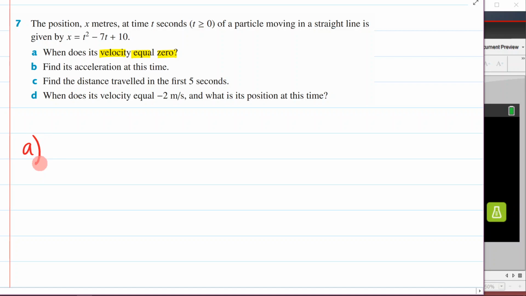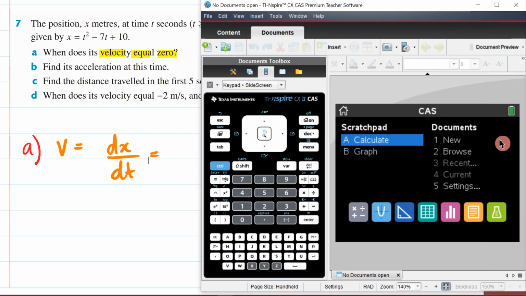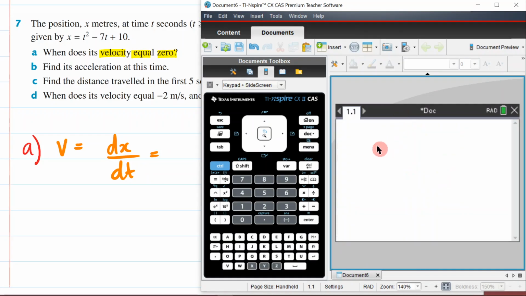So we're dealing with A, and what we have to do here is find the velocity. We know that the way that we find the velocity is by differentiating our position equation, dx/dt, and we can do this on our CAS. So let's go through the necessary skills we would need on our CAS. The first thing I would do is define my position equation. So I would go x of t, then control equals, then t squared minus 7t plus 10.